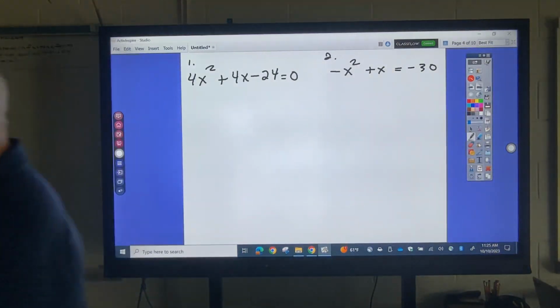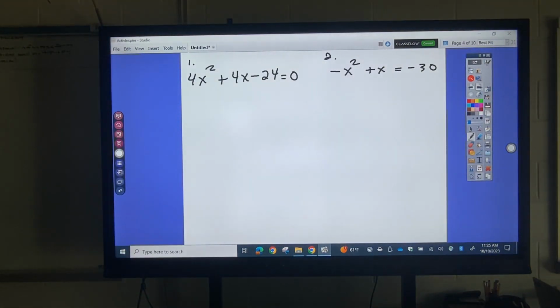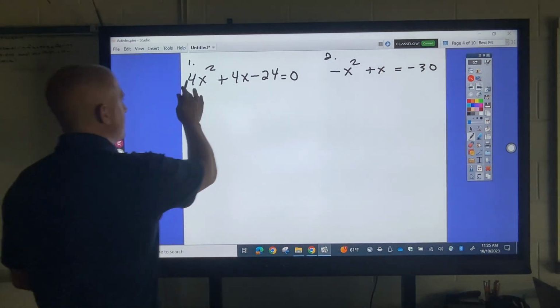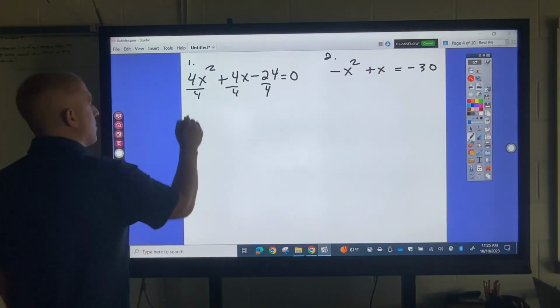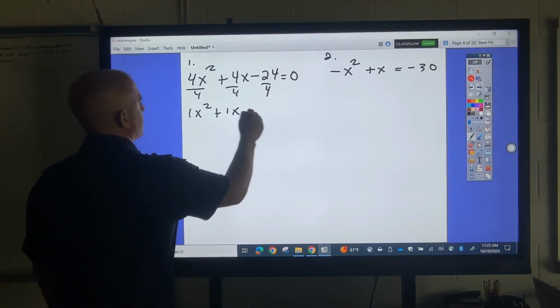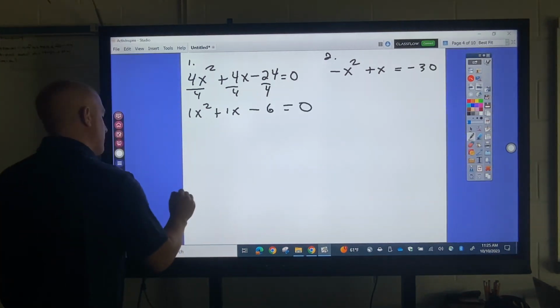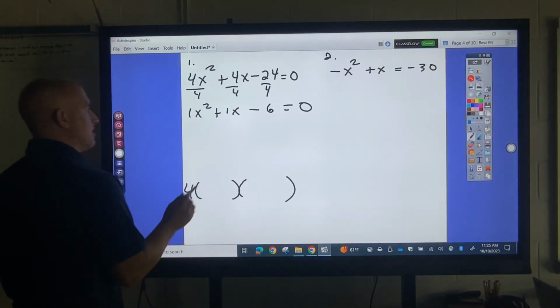Now let me talk more about the GCFs. I sort of skipped ahead here. If it's set equal to 0, you want to see if something all can be divisible by that. That's going to be 4. It's going to be 1x squared plus 1x minus 6 equals 0. That 4 has to come down with our factors, so we can't forget it.